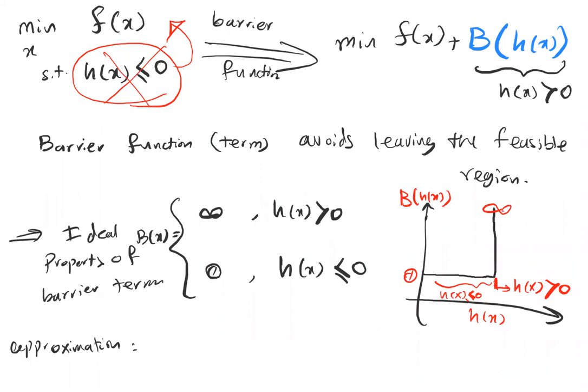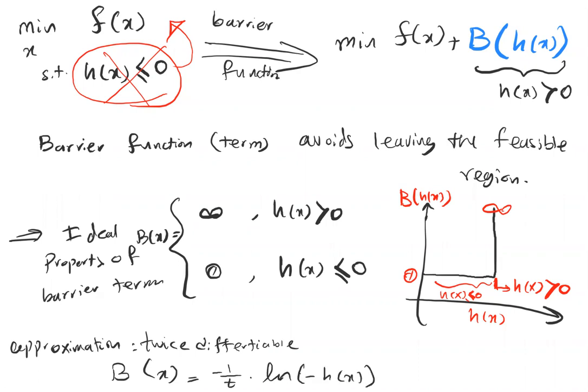So for the approximation, we want to choose a function which is twice differentiable. All right, so we define b of x to be minus 1 over t times the logarithm of minus h of x. All right, so this is a good approximation of the ideal function that we have.